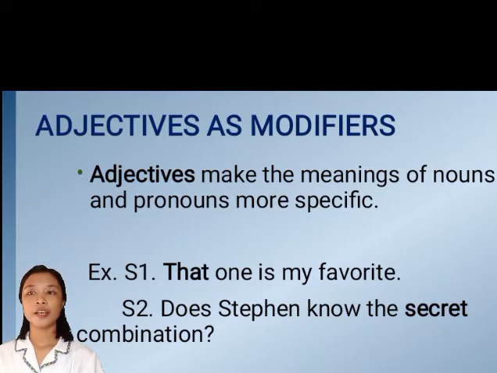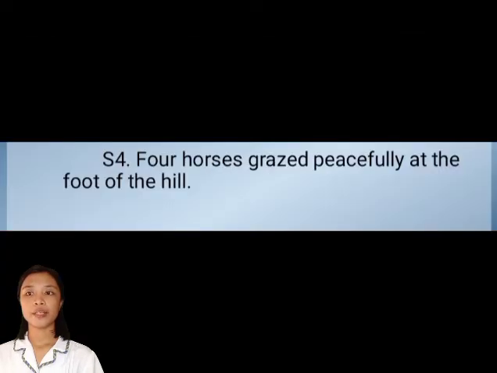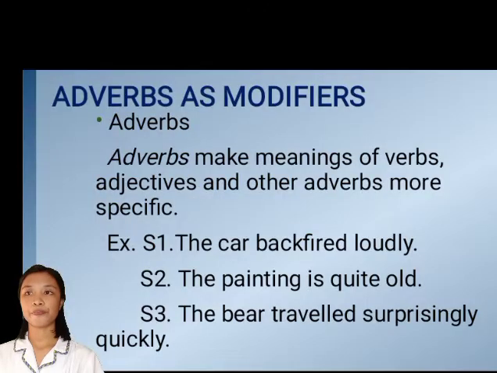Next sentence. Does Stephanie know the secret combination? Here, the adjective secret tells what kind of combination. Therefore, the word secret is a modifier. Number 3 sentence. Four horses grazed peacefully at the foot of the hill. Here, the adjective four tells how many horses. So, the word four is the modifier.